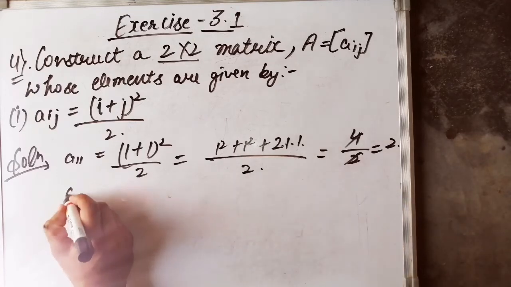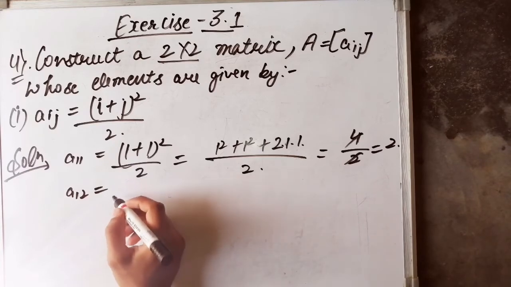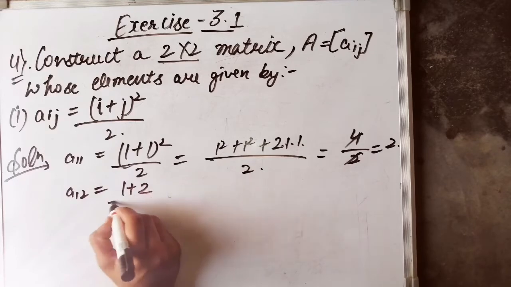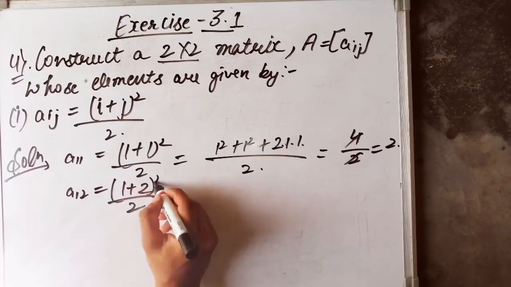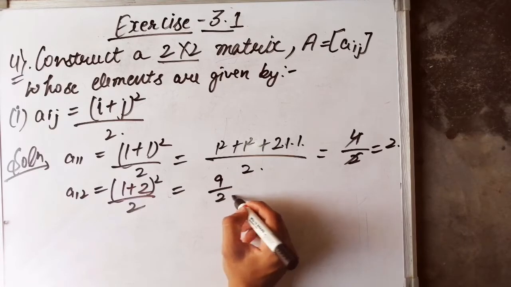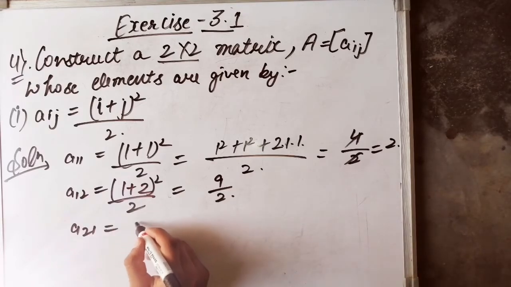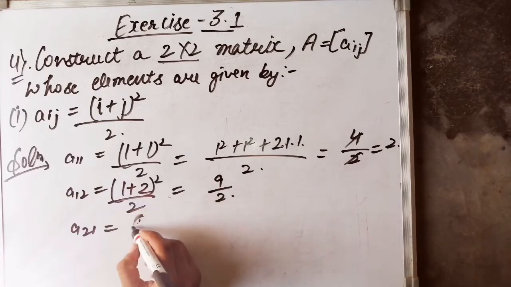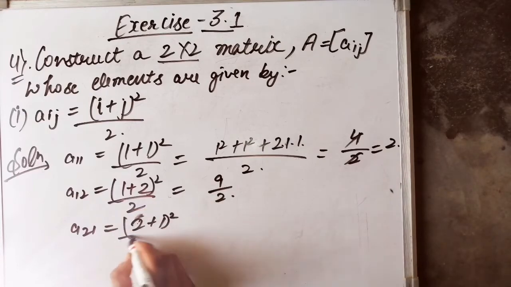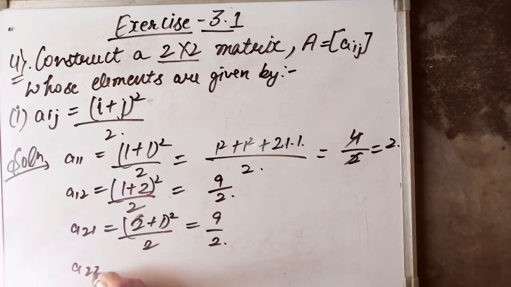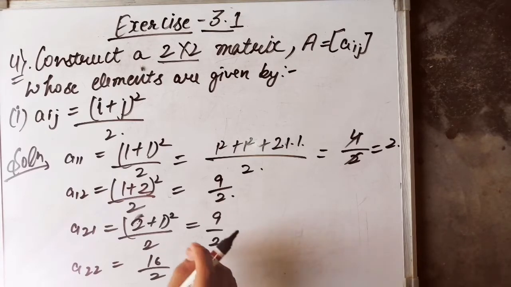Let's have a look at the second element of the first row, which is (1 + 2)/2. We have 9 by 2 here. And a21 equals (2 + 1)² by 2 equals 9 by 2. And at last a22 equals 16 by 2 equals 8. I simply did the calculation.